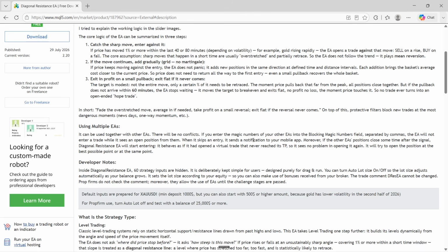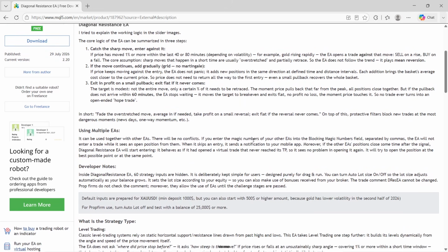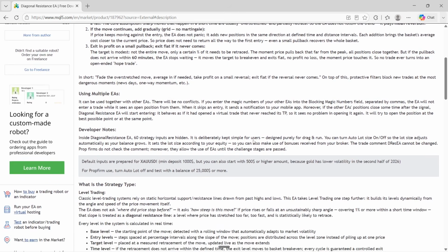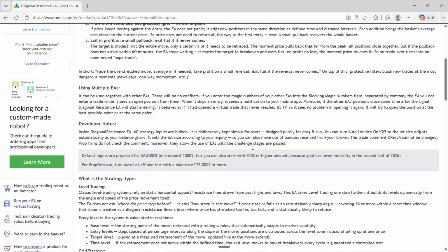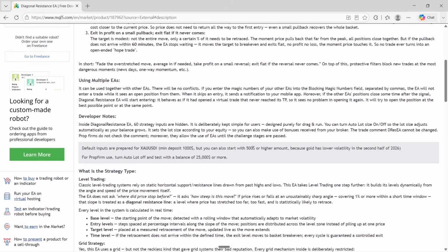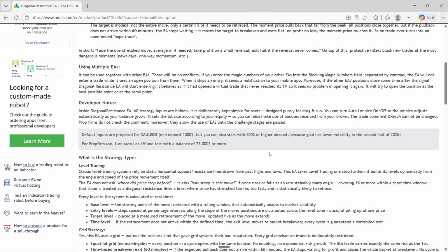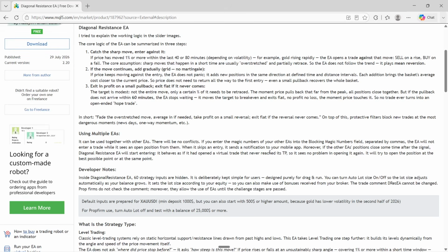Third, it exits in profits on a small pullback, or exits flat if the pullback never arrives. If the expected retracement does not occur within 60 minutes, the target is moved to breakeven and the basket is closed at zero once price touches it. Protective filters block new trades during news days or strong one-way momentum.